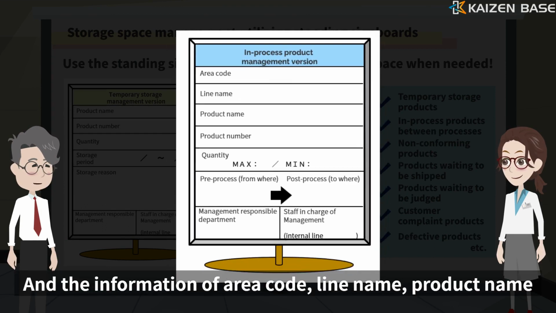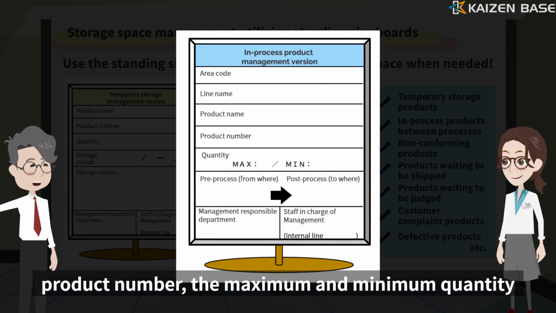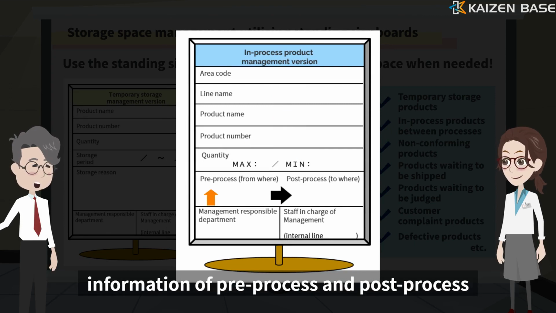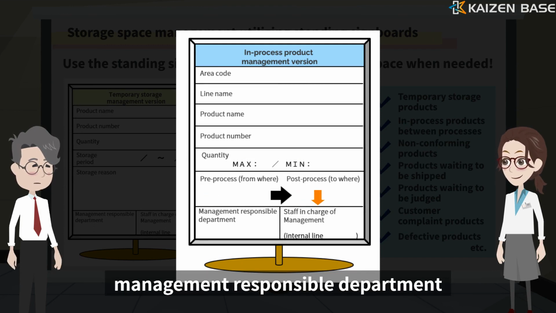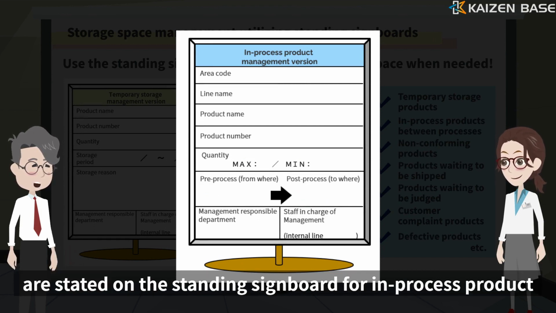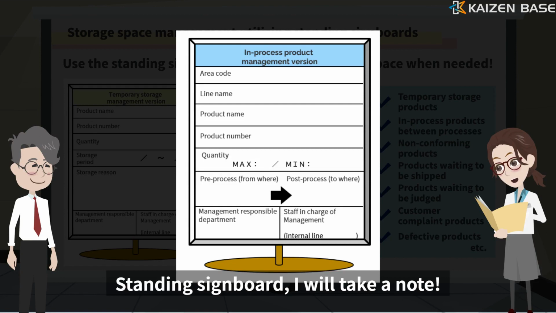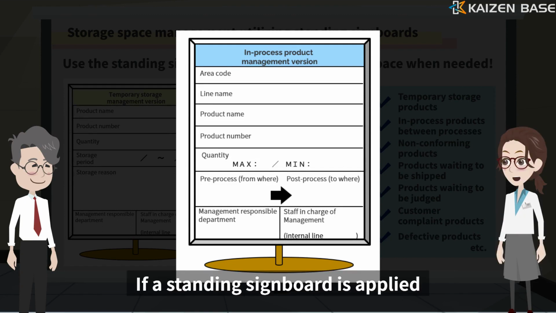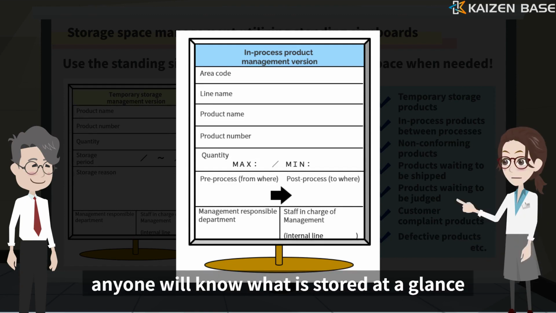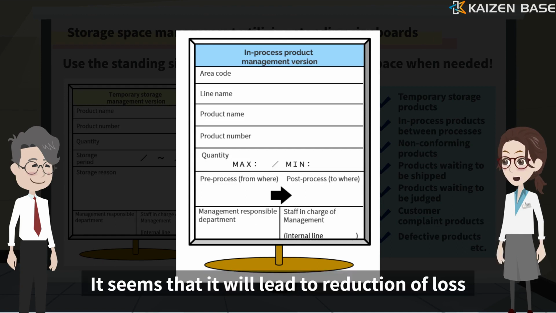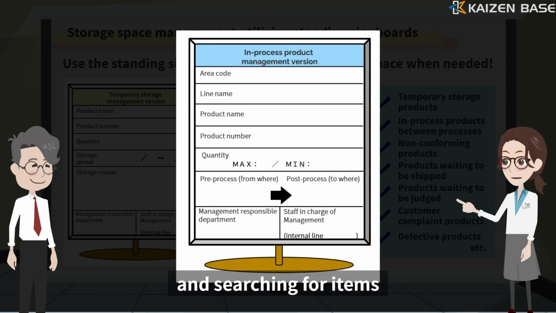And the information of area code, line name, product number, the maximum and minimum quantity, information of pre-process and post-process, management responsible department and staff in charge of management are stated on the standing signboard for in-process product. I see. Standing signboard, I will take a note. If a standing signboard is applied, anyone will know what is stored at a glance. It seems that it will lead to reduction of loss and searching for items.